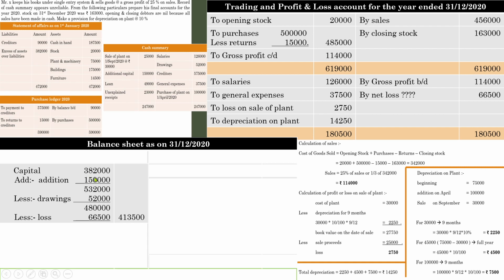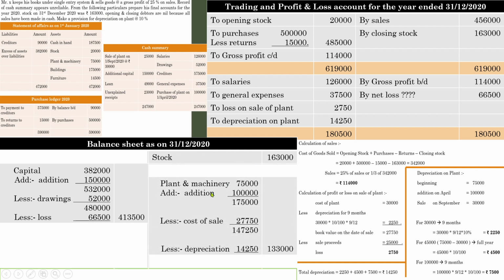We have learned about the format to identify the actual capital during the year. In that format, we have mentioned the additional capital. But unfortunately, until the last sessions, we haven't met any case that includes an additional capital situation. So add additional capital 1,50,000, less drawings during the year 52,000, and finally loss during the year 66,500. Show the net amount. Next one you have to show is stock. Stock means closing stock. It is already mentioned in the question.